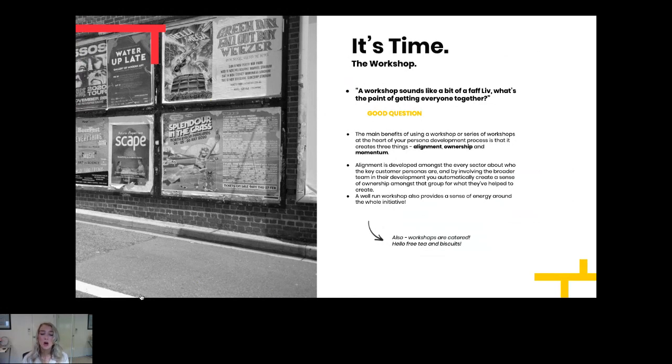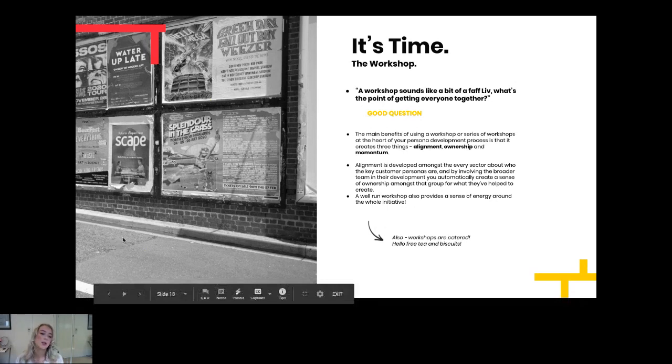It creates alignment, ownership, and momentum. Alignment is built across every sector about who the key personas are, because every persona is there. And by involving everyone in the development, you automatically create a sense of ownership amongst the group for what they've helped to create. So you want to make them feel like they're wanted, the people who are helping you, and that will really create that sense of ownership. And obviously, a really well-run workshop also provides a sense of energy and momentum around the whole initiative, and that's what you want. You don't want it to appear like a chore.